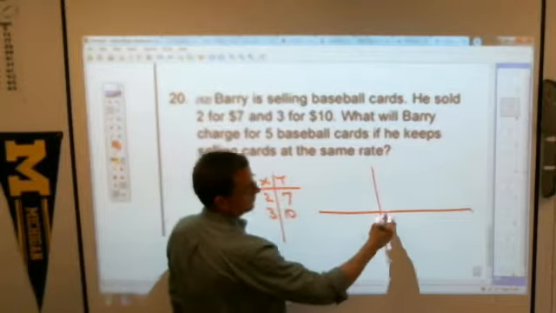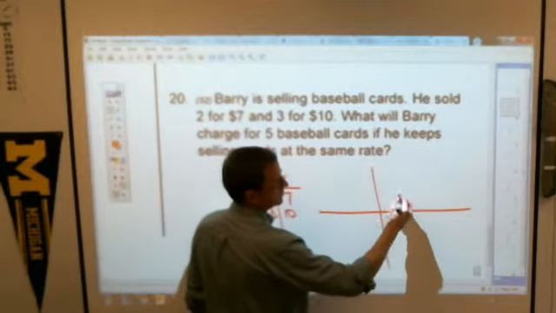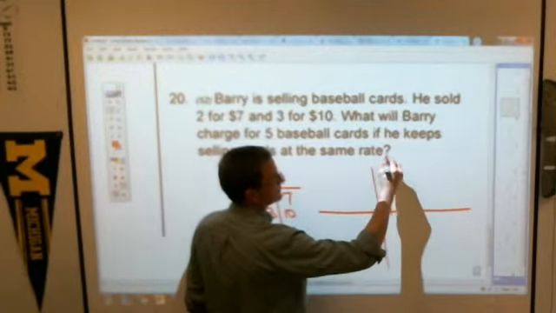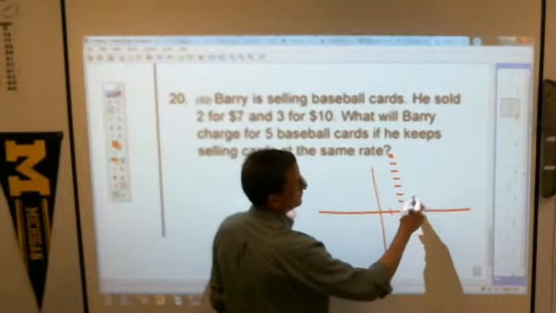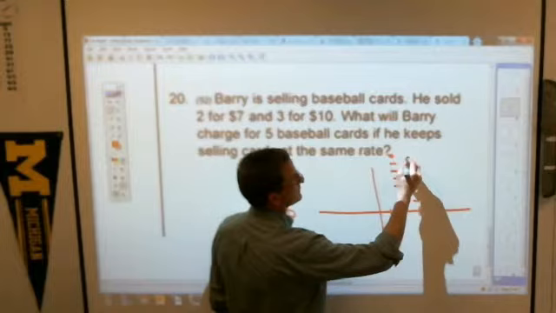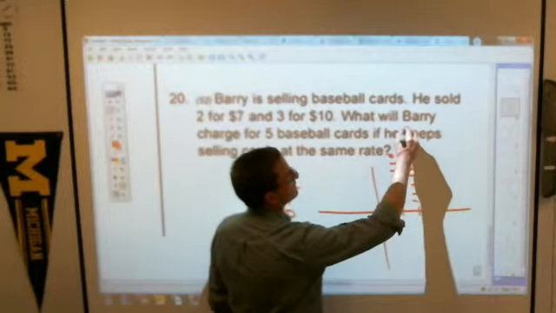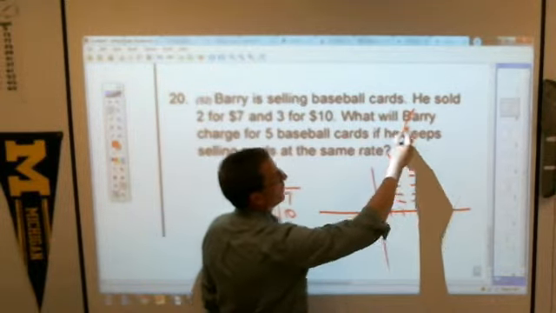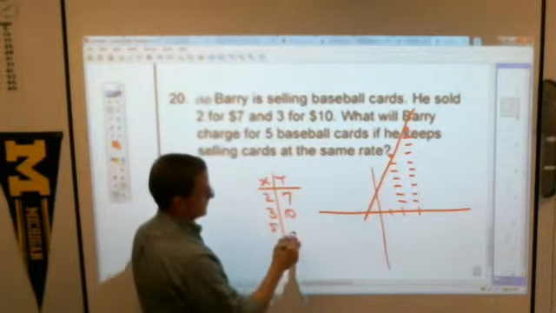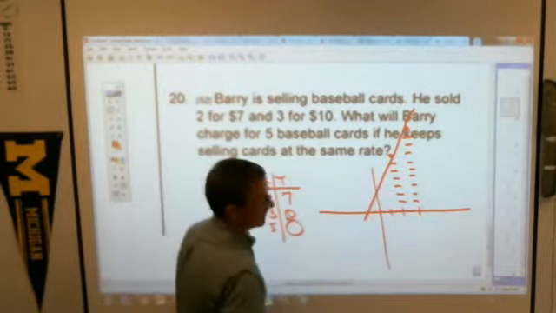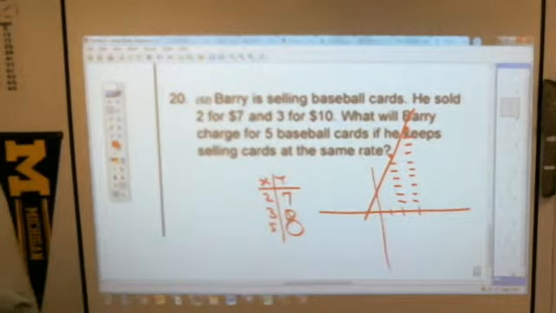At 2-7, you put a point. At 3-10, you put a point. Then you just draw that line, and wherever it crosses 5, that's going to be about your dollar amount. Was it an exact amount? The answer was 16. Parker had a smart way.